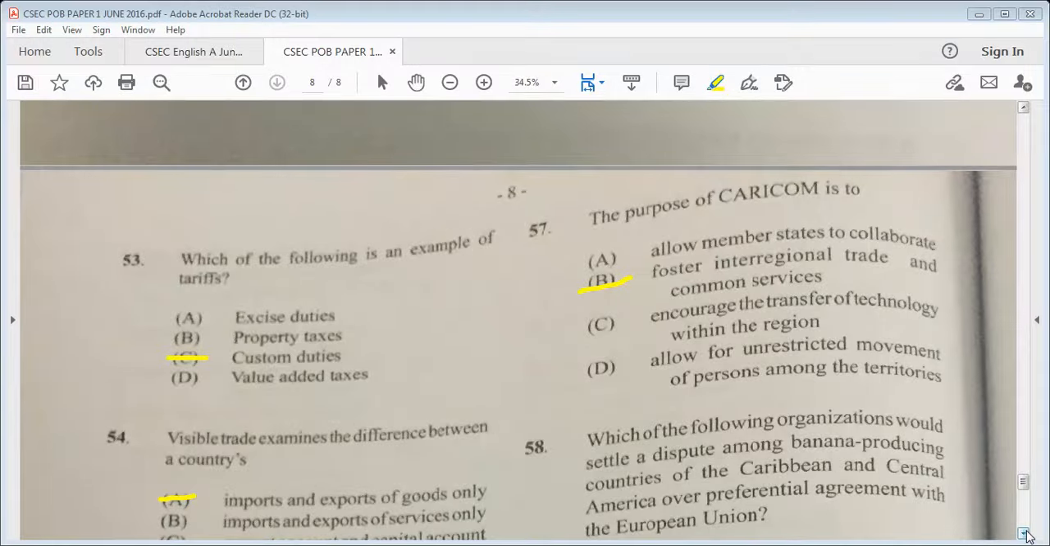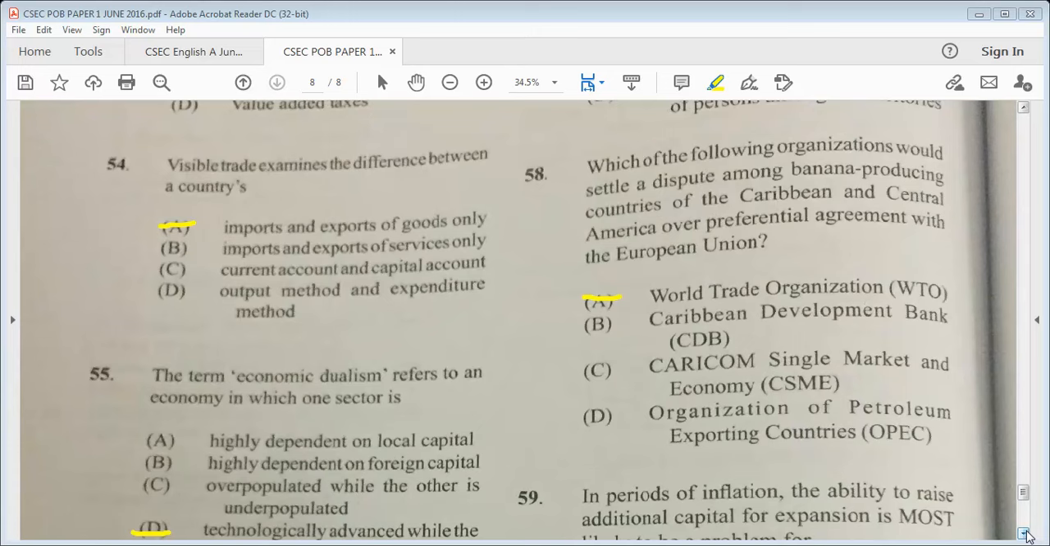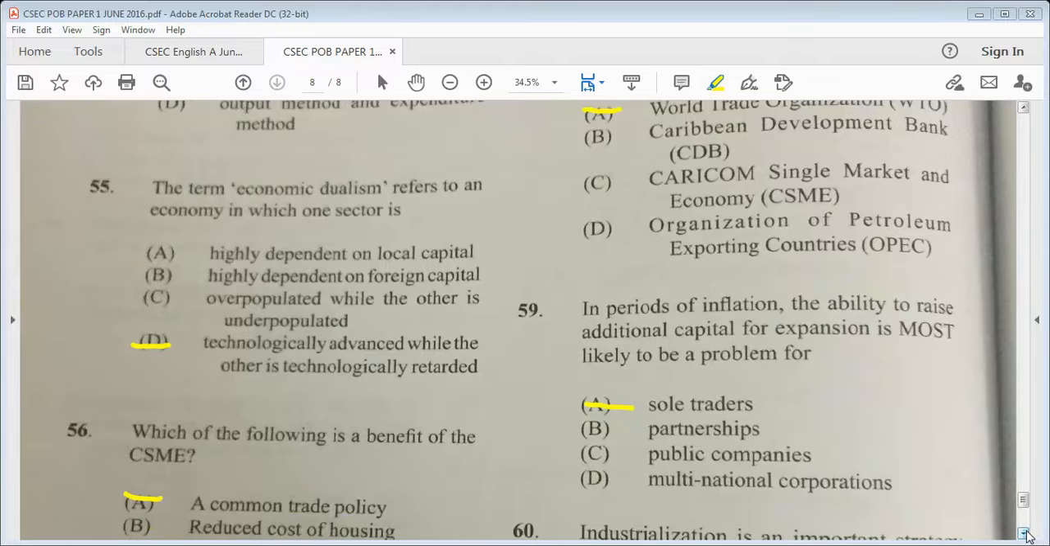Which of the following is an example of tariffs? Our answer, C. Custom duties. 54. Visible trade examines the difference between a country's A. Imports and exports of goods only. 55. The term economic dualism refers to an economy in which one sector is, answer D. Technologically advanced while the other is technologically retarded.